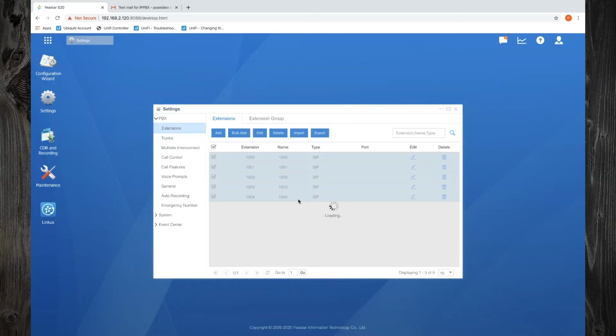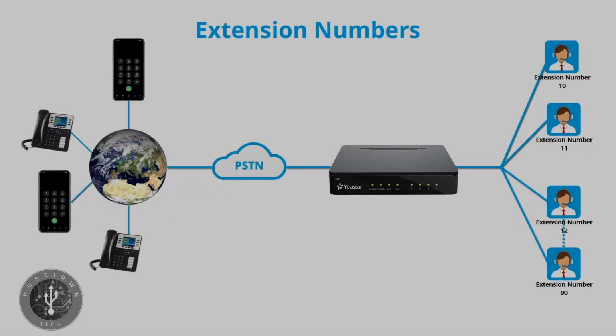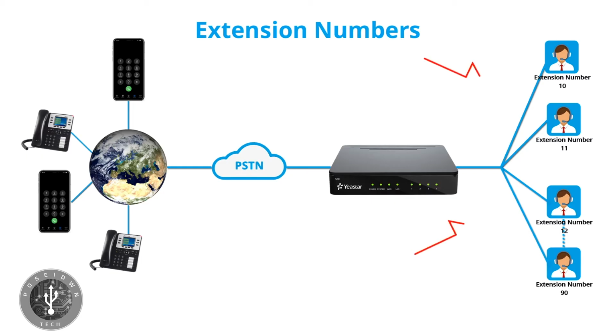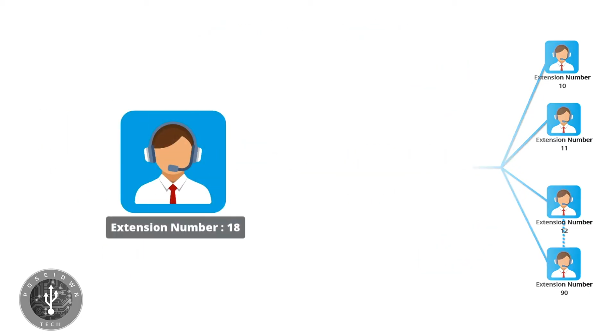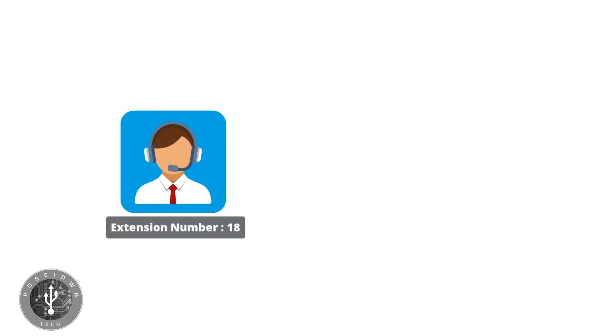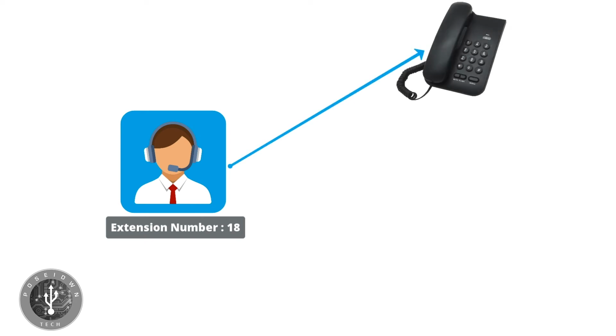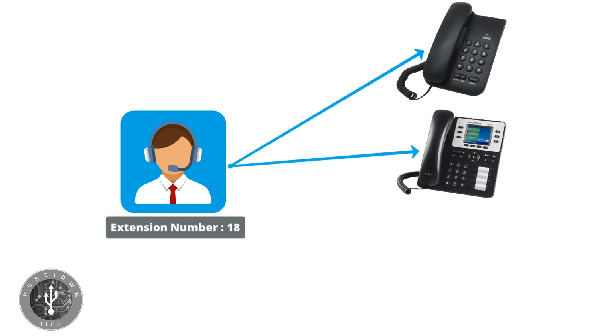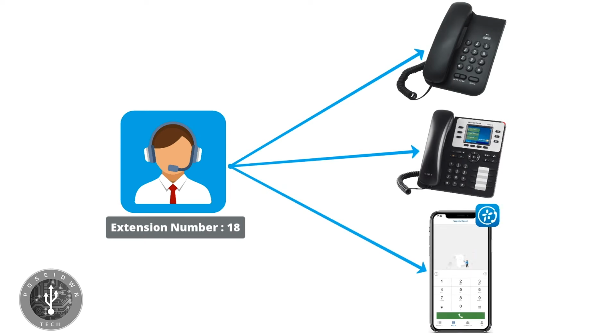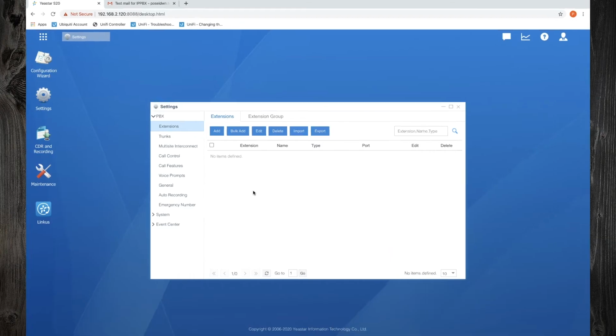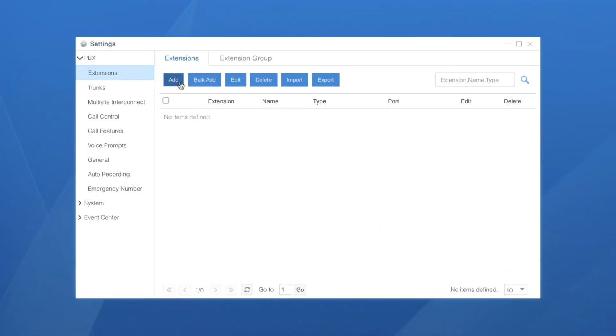Allow me first to explain what an extension is. Extensions are accounts that are created in the PBX for every user of the telephone system. An extension number can be assigned to an analog phone, an IP phone, or a soft phone. Let's add the first extension.